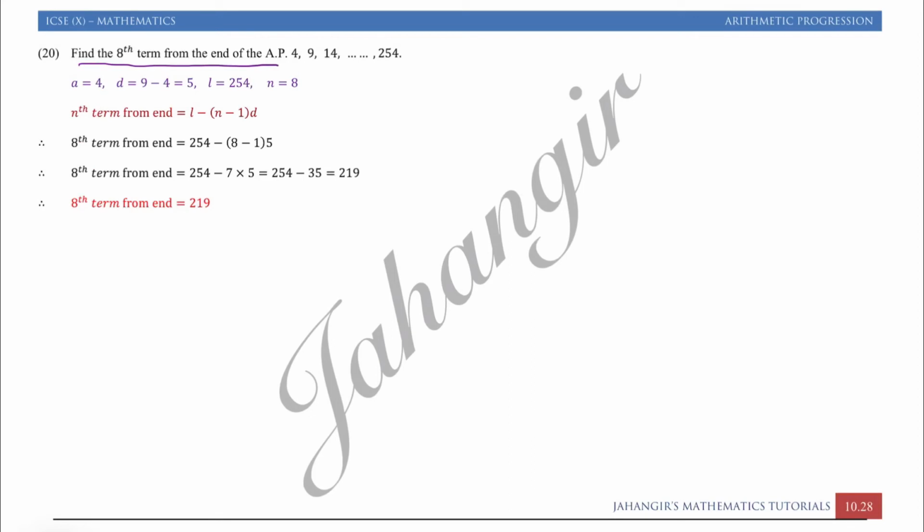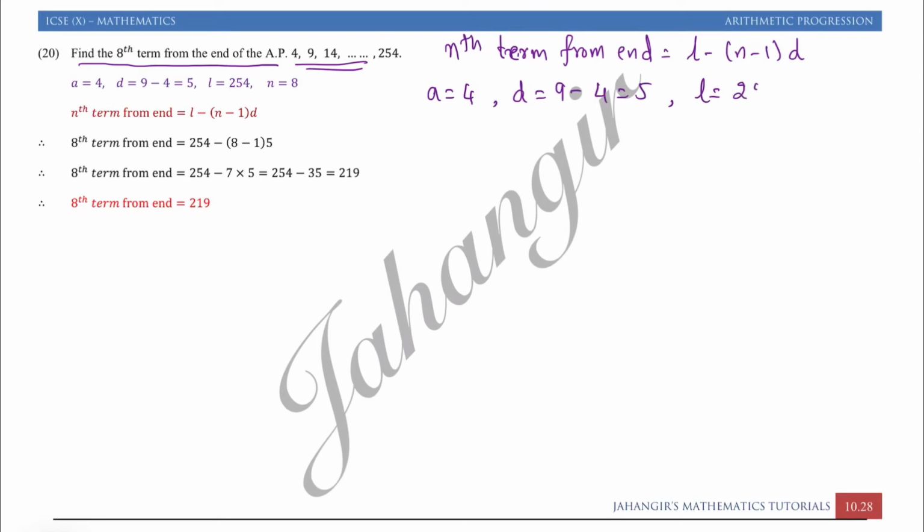Find the 8th term from the end. See, the nth term from the end formula I had already explained to you. The nth term from the end formula I had explained as L minus (n minus 1) into d. So here according to the data, the first term is 4, which is not required. d is 9 minus 4, which is 5, and the last term is 254. So we want the 8th term from the end.